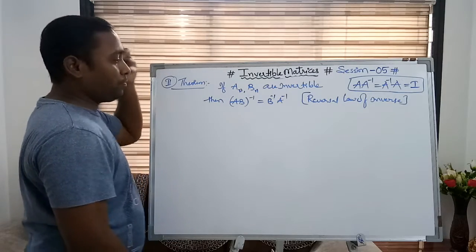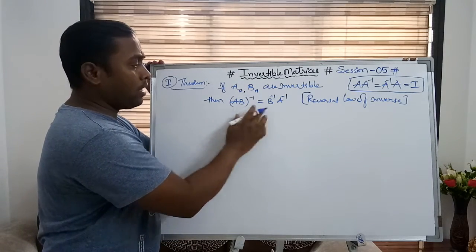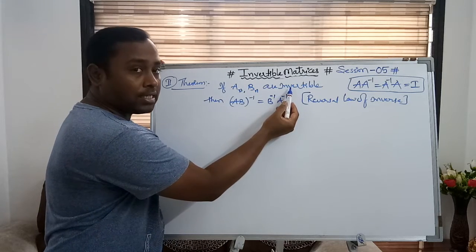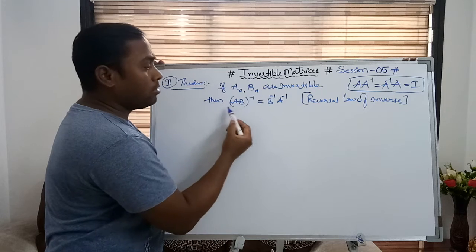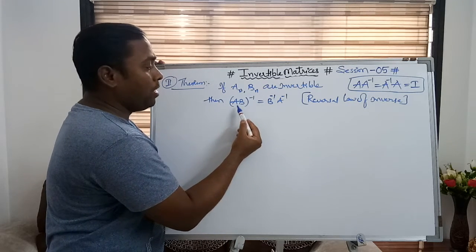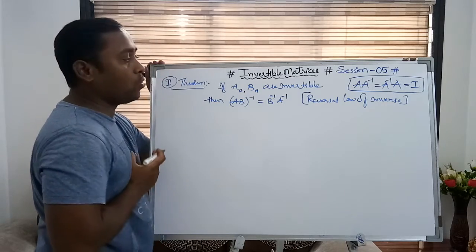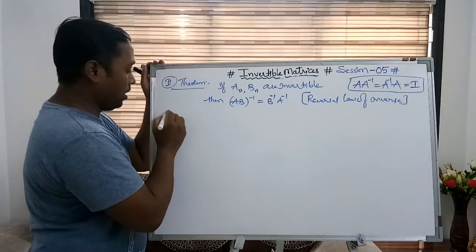Fine. Now here, A and B are square matrices whose inverses exist individually. Then this theorem will be applicable: AB whole inverse is equal to B inverse into A inverse. Now we are going to prove this theorem.